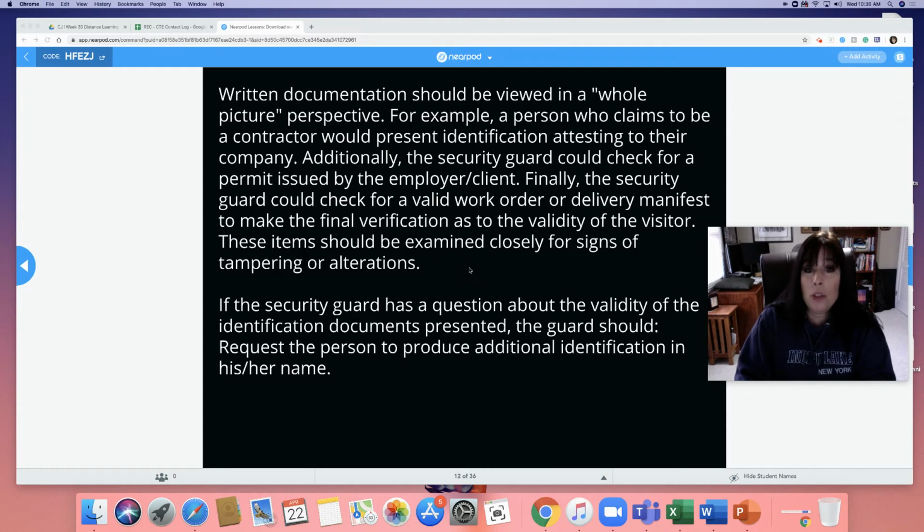These items should be examined closely for signs of tampering or alterations. If the security guard has a question about the validity of the identification documents presented, the guard should request the person to produce additional ID in his or her name.